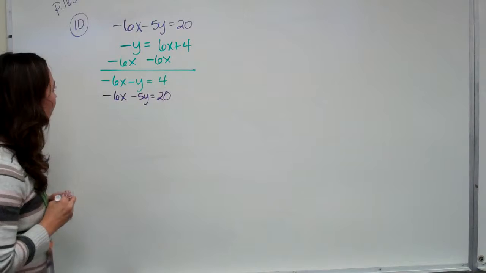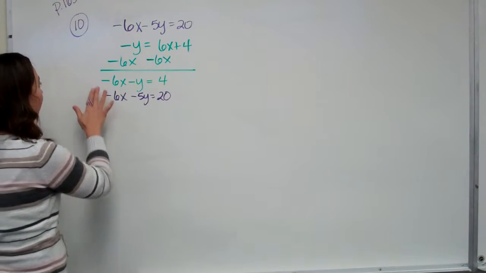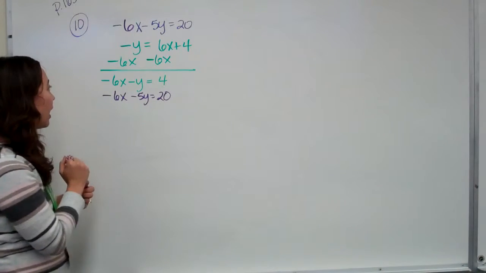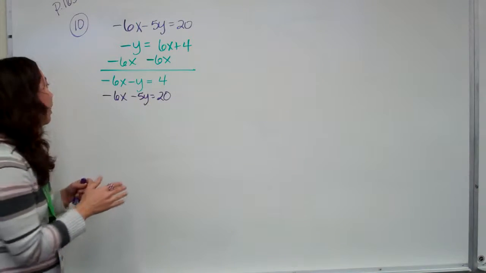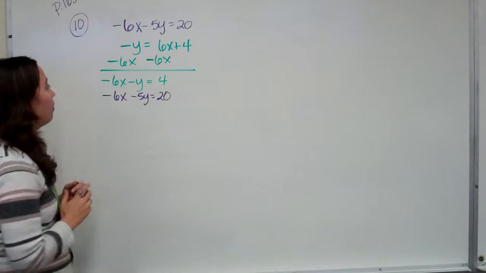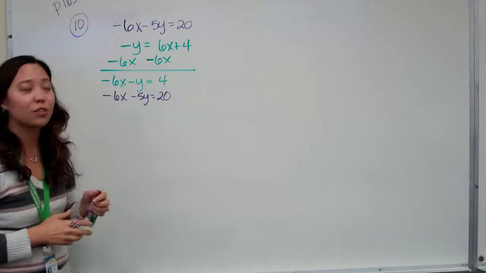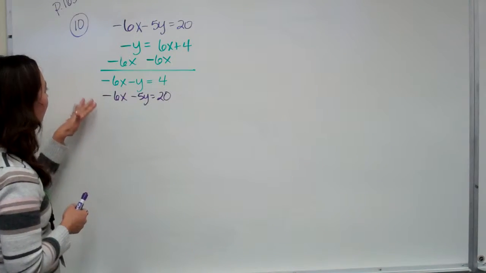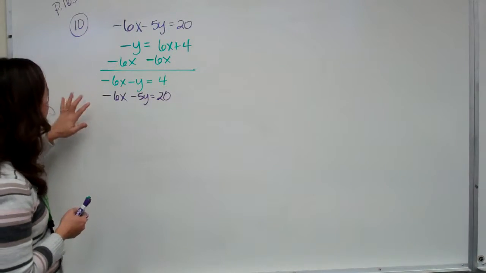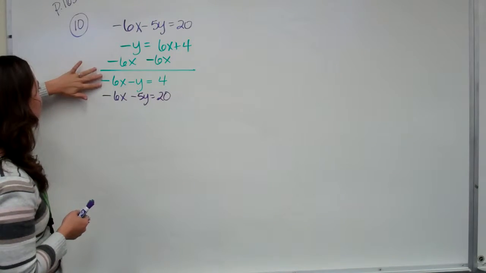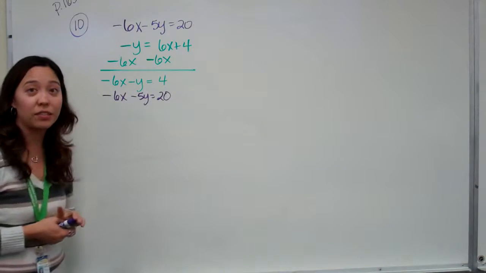When I look at it right now, there's nothing that will cancel out. I have this negative 6x and a negative 6x. That will not cancel out. I have a negative y and a negative 5y. That's not going to cancel out either. So what I need to do is get one of these to be an opposite. What's going to be easier is to make one of these negative 6's a positive 6.